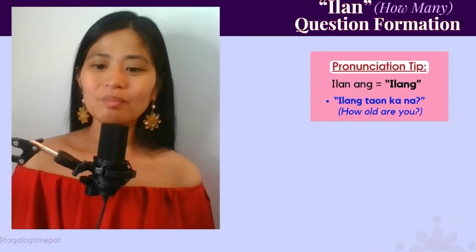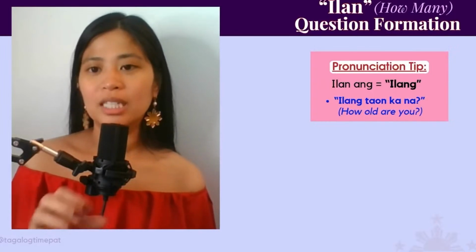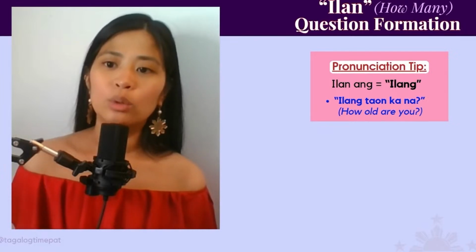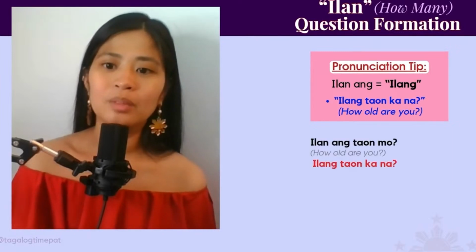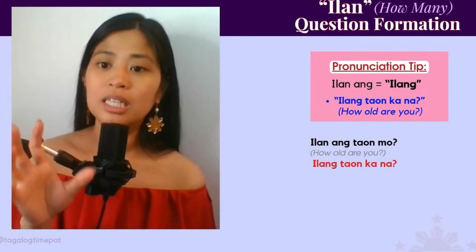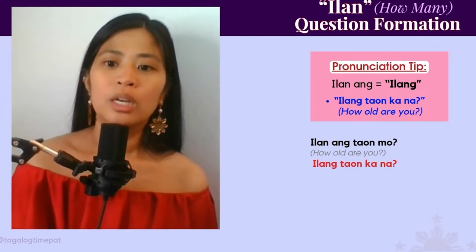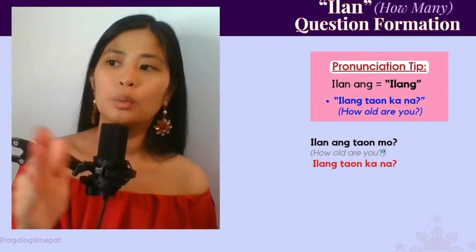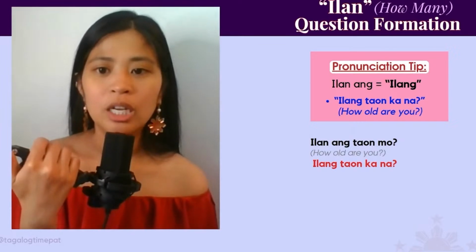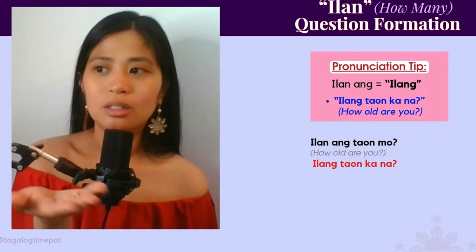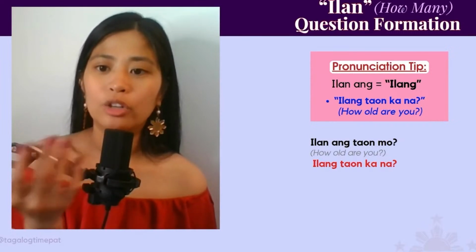Next. Just a pronunciation tip. When there's ilan ang, it's usually put together and it's ilang. Ilang taon ka na? How old are you? Ilang taon ka na? I will say when you make the contraction, though, it changes up the sentence structure or the grammar. So, ilan ang taon mo? Technically, if we were following the sentence structure that we learned, it would be ilan ang taon mo? How many years do you have? How many years are you?